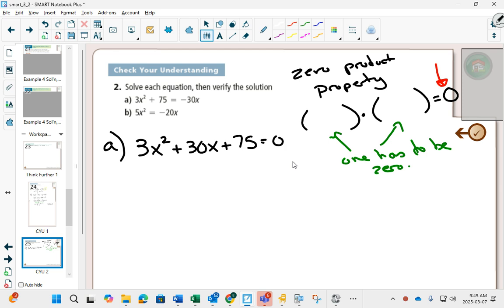I can move that minus 30x to the other side by adding 30x to both sides. That makes it equal to 0. And now if I can factor, I change my adding and subtracting to multiplying. And then I can use the zero product property. Now this could be a challenging one to factor. If you go right away to the brackets, you're going to make your life more difficult because there is a common factor of 3. So if you want easier factoring, look for that common factor first and take that out.